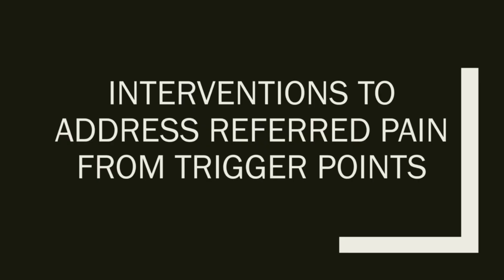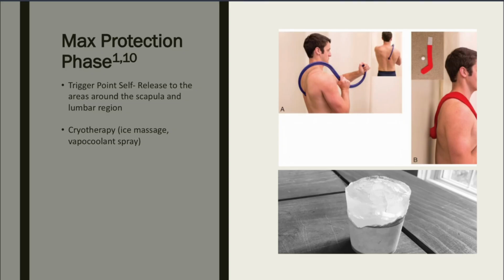Okay, now we're going to talk about the interventions that were for the referred pain patterns from trigger points. So the first one that was discussed in one of the textbooks was the self trigger point release. So basically, we don't have that device that's on the picture, but in the other picture on the right, they're just putting like a golf ball or maybe a tennis ball in the sock, and you're just applying pressure to the trigger point itself.